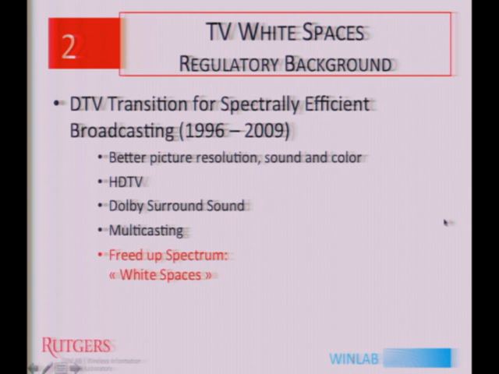In 1996, the FCC issued the DTV transition, as they call it, which meant that all the analog broadcasters needed to switch to digital transmission. For that, the FCC gave them extra spectrum to do both simultaneously, to keep the analog channel while transitioning to the digital transmission. Their justification was that we can get better picture resolution, better sound, better color, HDTV, surround sound, and multicasting, which basically means we can get a couple of channels out of one channel that you free up.